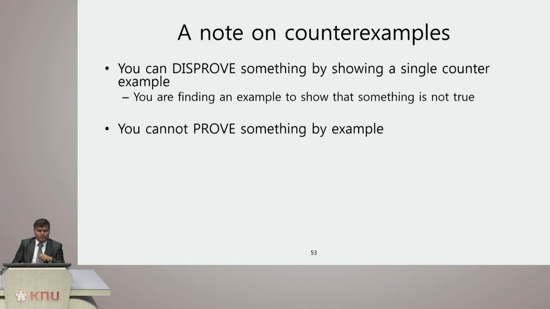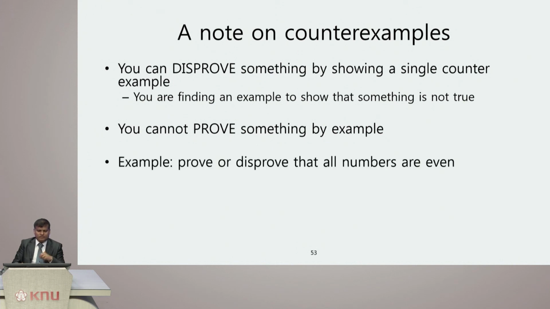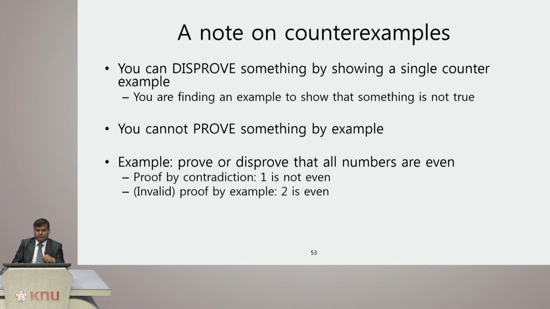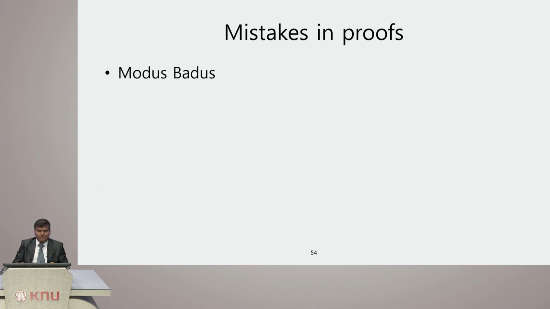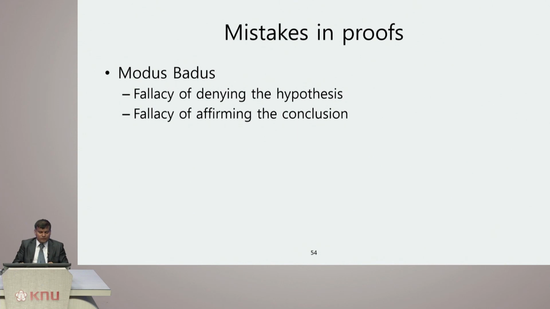You cannot prove something by examples. For instance, prove or disprove that all numbers are even. Proof by contradiction: 1 is not even. Invalid, we have the proof by example: 2 is even. So this is a simple way to use counterexamples. Then finally we have some things about the mistakes that we perform in proofs, like the fallacy of denying the hypothesis or the fallacy of affirming the conclusion. These are some of the mistakes that we might come across.